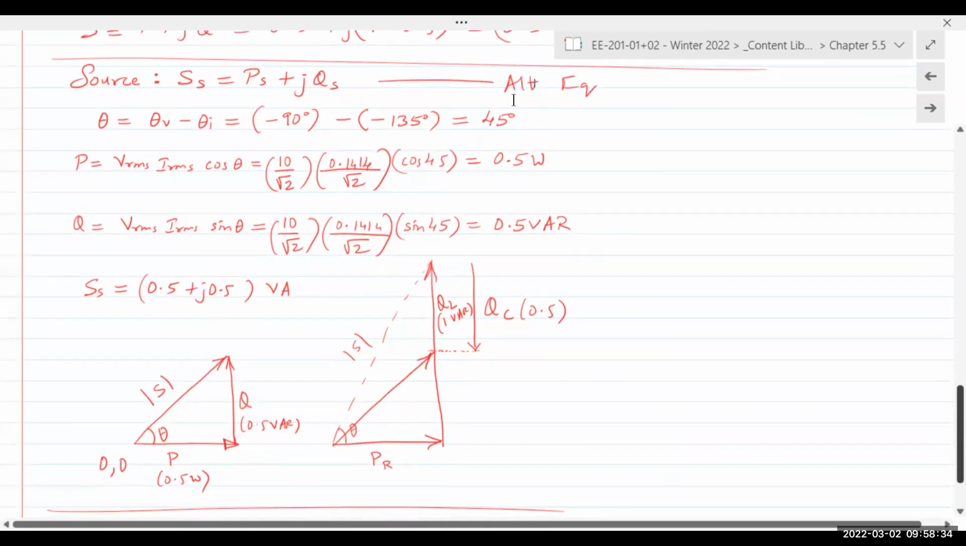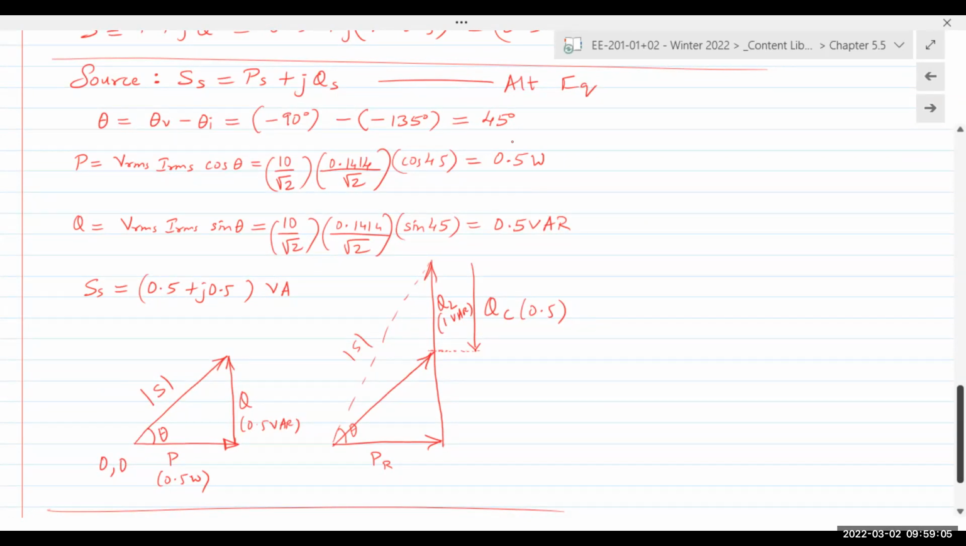And so once you have the total current, I can find the phase difference between the voltage and the current. That would give me the power angle for the source, which is 45. Then I apply the equations Vrms Irms cosine theta and Vrms Irms sine theta, and I can get directly the total value being supplied by the source. The total real power supplied by the source comes out to be 0.5 watts.